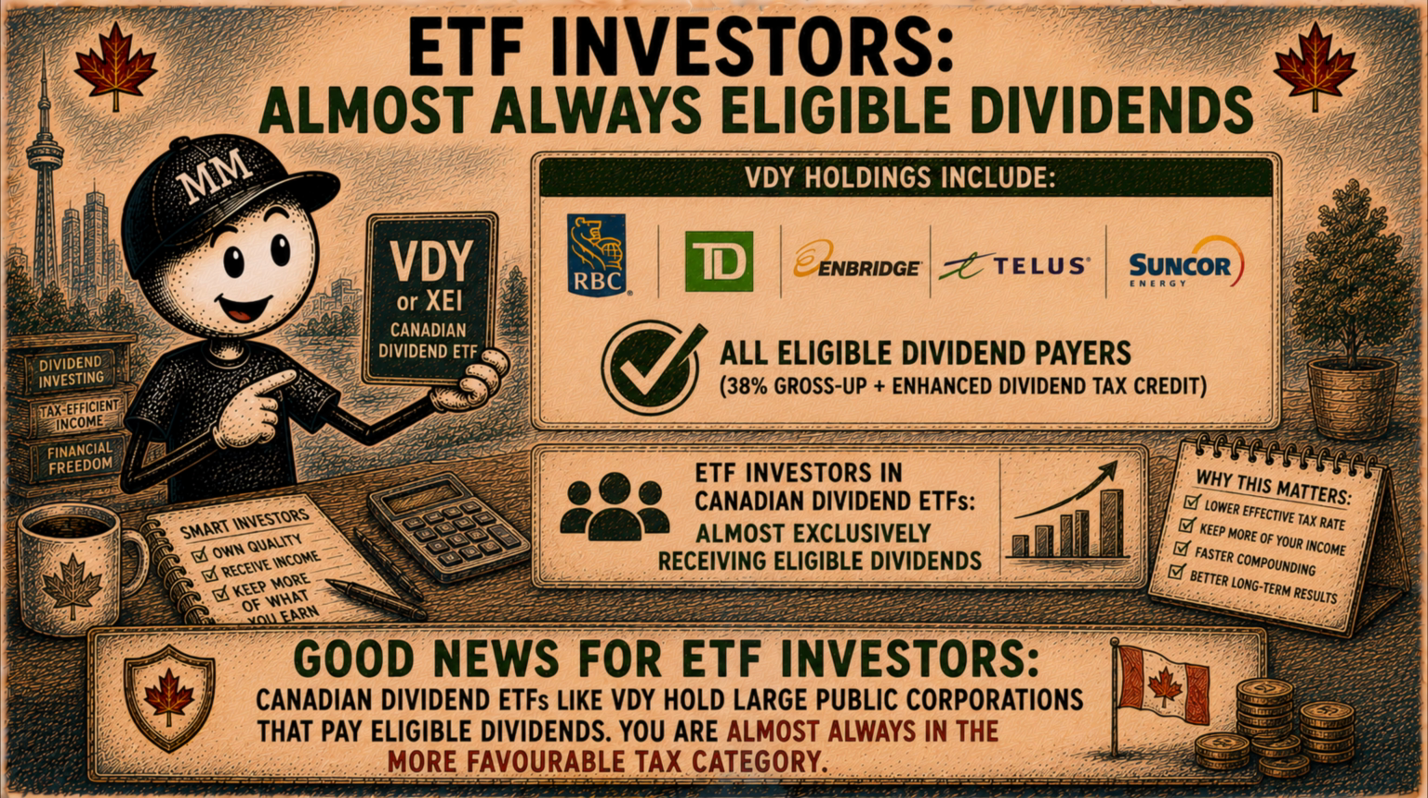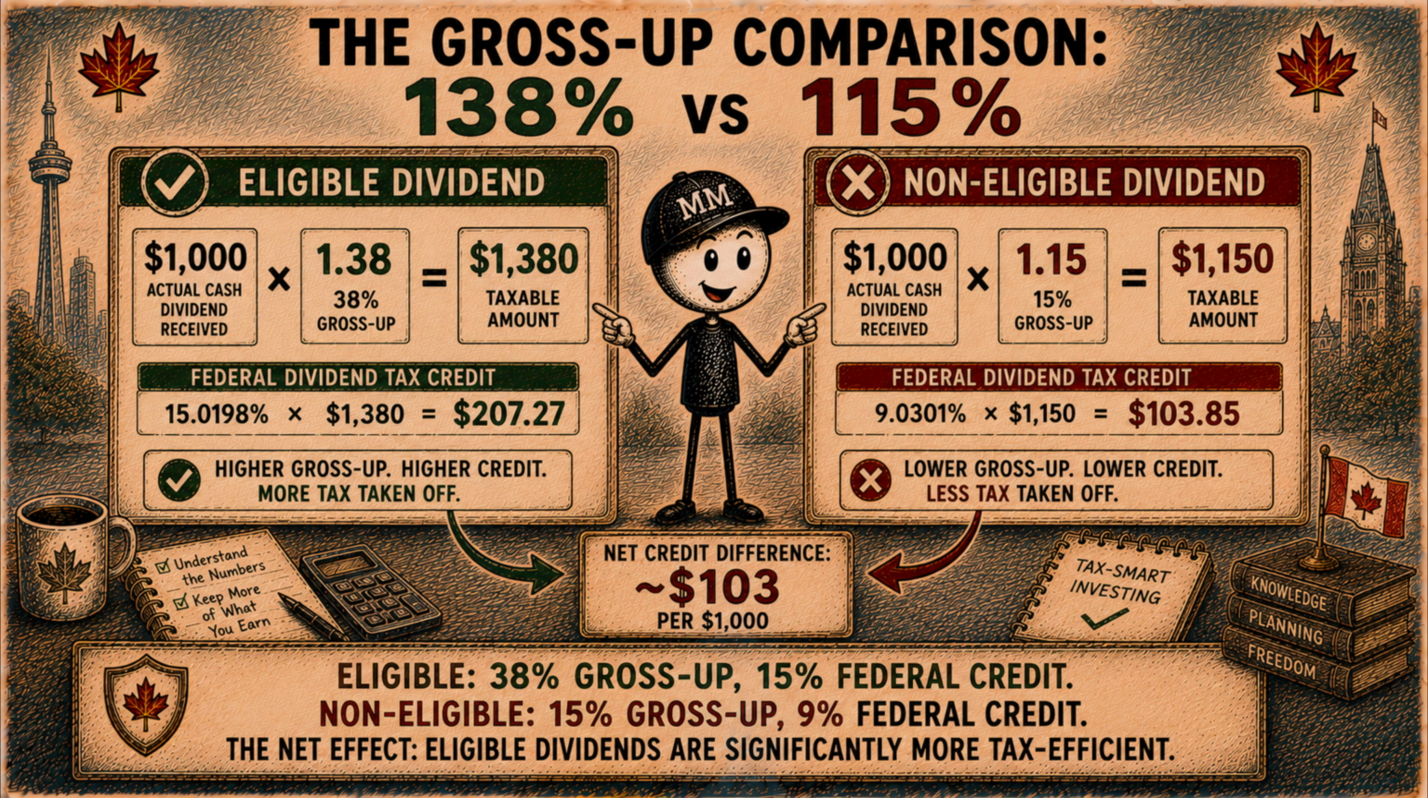The practical check on your T5 slip. Box 24 is for eligible dividends, and Box 25 is the grossed-up taxable amount at 138%. Box 10 is for non-eligible, ordinary dividends, and Box 11 is the grossed-up amount at 115%. If you see entries in Box 10 rather than Box 24, you are receiving non-eligible dividends and the tax treatment is less favorable. Your action step: pull out your last T5 slip.